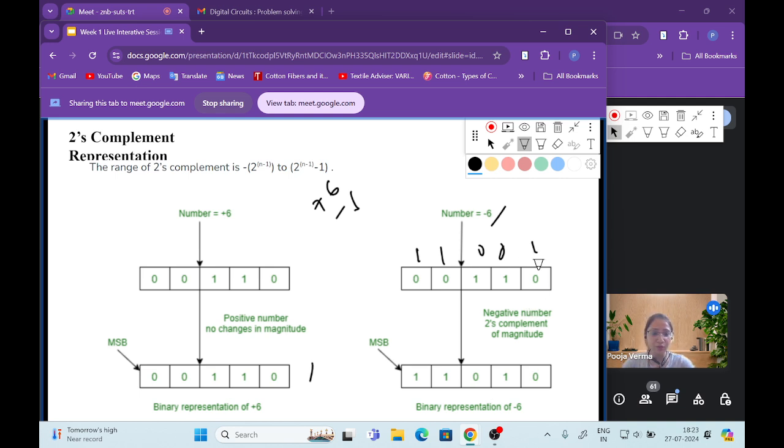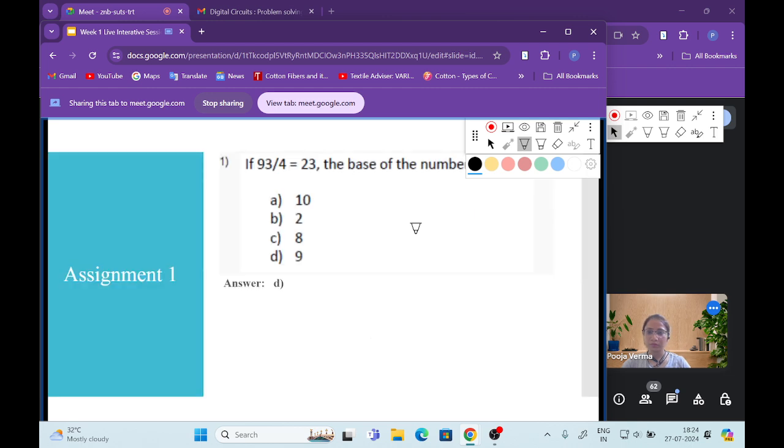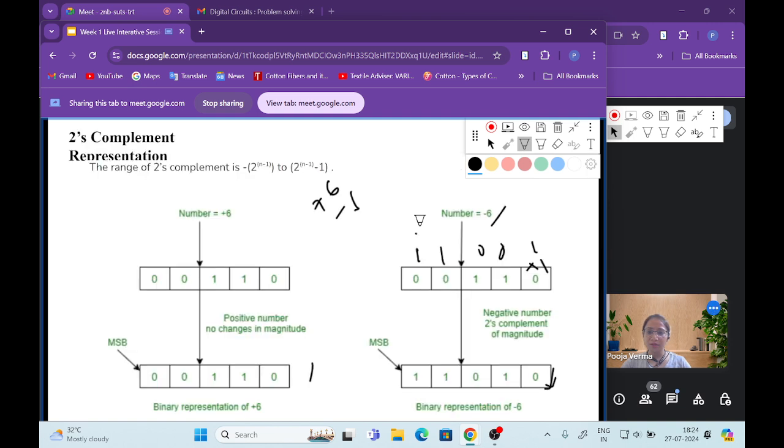Then we need to add one to the ones complement. Then you will get this binary representation of minus 6: 1 1 0 1 0 1 1. Okay, and the range for 2's complement representation is minus 2 to the power n minus 1 to 2 to the power n minus 1 minus 1. Okay, so these are some concepts I think you have gone through in the video lectures.